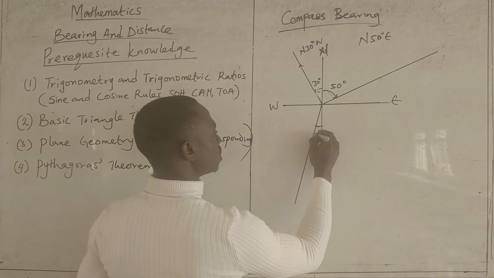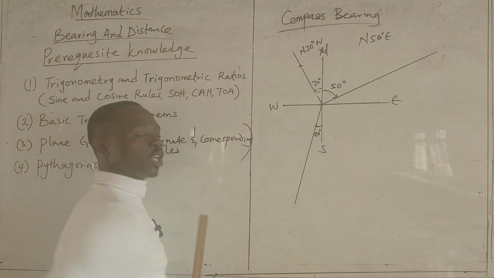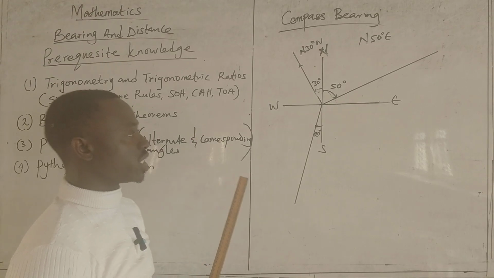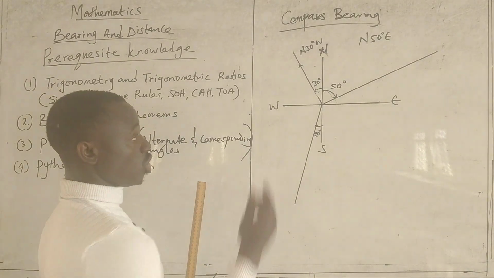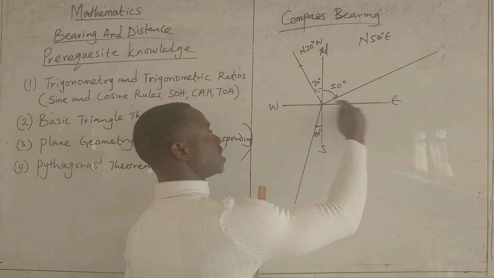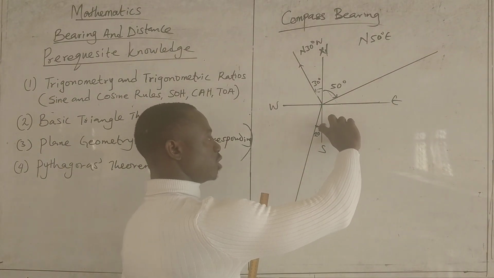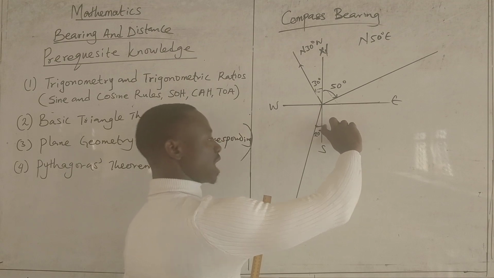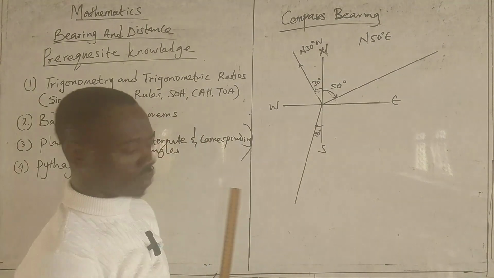So this is going to be 20 degrees southwest, or you call it 20 degrees west of south, and so on and so forth. Then anything southeast is going to fall in between south and east. Draw your line, then the angle between that line and the south, that is your southeast.